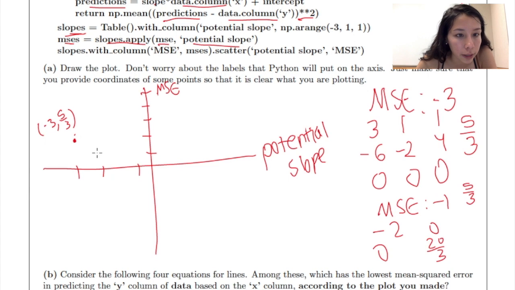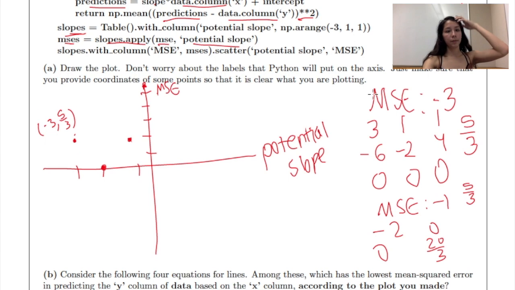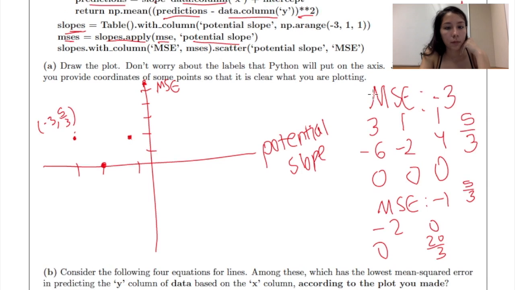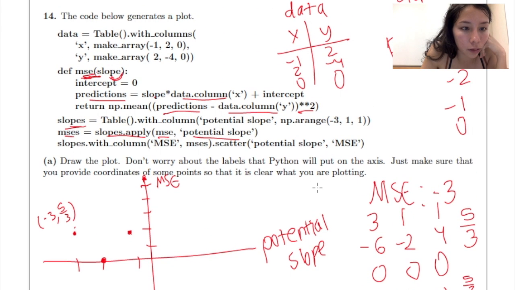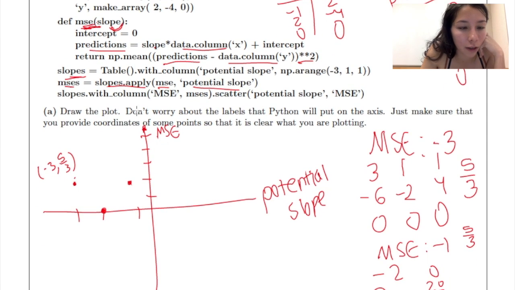For -1, it'll be 5/3 again. And for 0, it'll be 20/3, so it'll be way up here. That's basically what that question is asking for. Again, it's basically just going to be a scatter plot. I would write the numbers for each of these points to make it more clear, but I think it's fine since I just told you guys what they are.